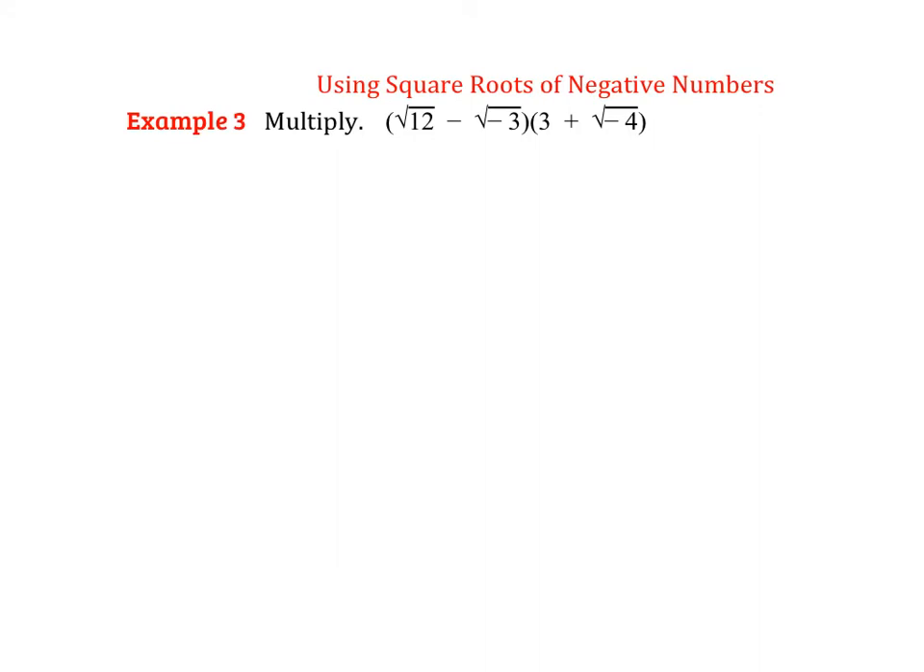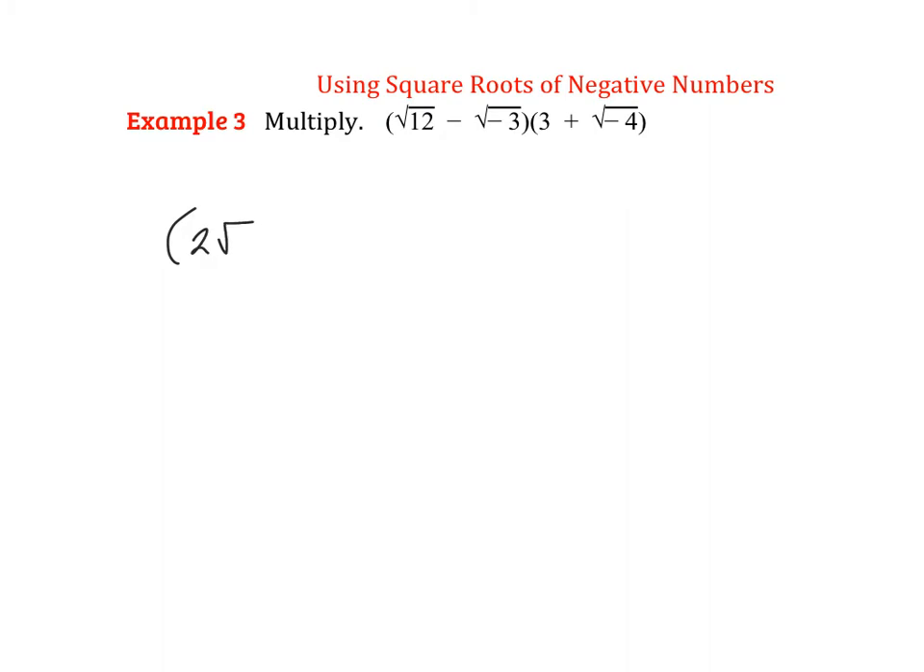All right, so now we're going to be working with square roots of negative numbers. So we're going to be multiplying these two binomials out. Whenever you're working with any square roots, especially ones with negative numbers, we're going to want to simplify them before we start multiplying. So let's start by simplifying square root of 12.